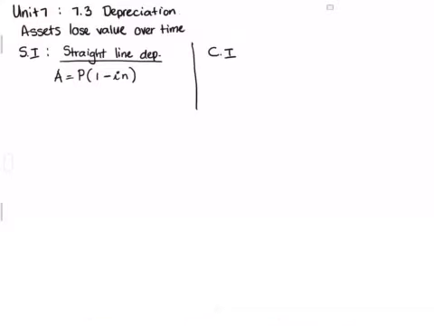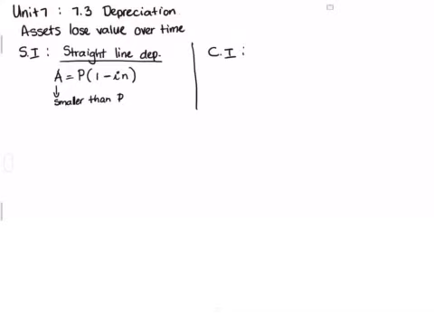So again, A is your final amount. P is your original amount, your principal amount. I is the interest rate. N is the number of years. Just remember now that your A will be less than your P, because the amount is depreciating.